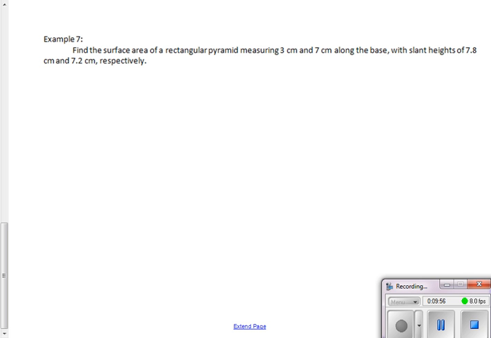Example 7, I'm going to go ahead and let you try to work through this one. Notice it does list things off in words. I always find it most beneficial to draw a plain Jane simple sketch. So it says find the surface area of a rectangular pyramid measuring 3 centimeters and 7 centimeters long along the base. The slant heights are 7.8 centimeters and 7.2 centimeters respectively. Now if you look above, notice in the rectangular pyramid that you did have 2 different slant heights. So those are the slant heights that you need to use in example 7.